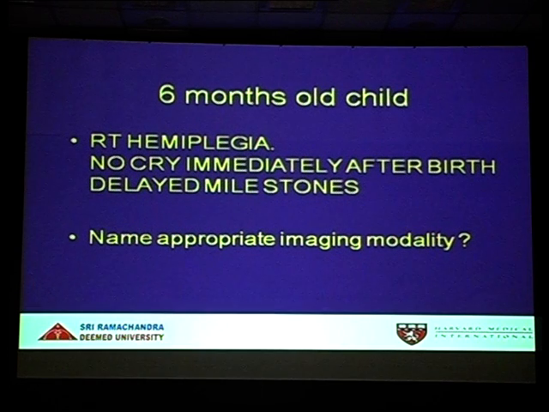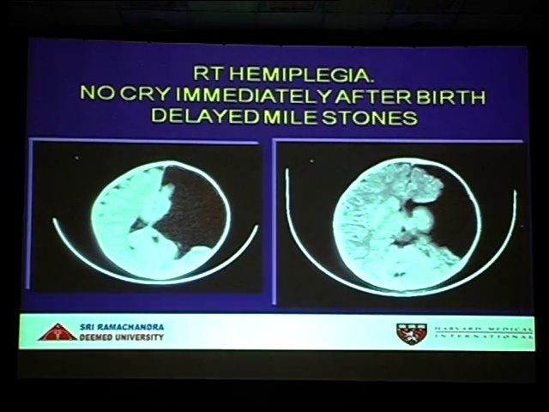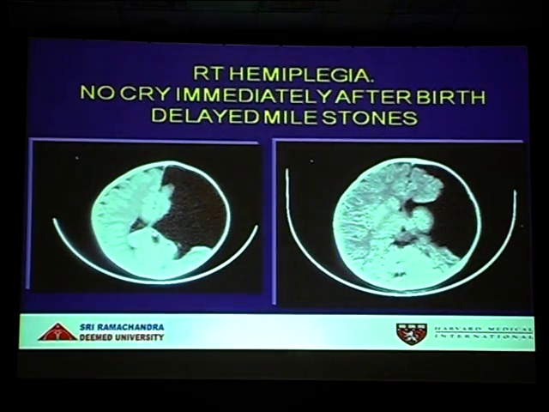Another case, 6 months old child, right side hemiplegia, no cry immediately after birth, delayed milestones. Once this history is there, what investigation will you ask for? MRI. Yes, you can do MRI, but for this patient, they've done a CT scan. How will you differentiate the CT and MRI picture when you are looking at this? You look at the bone: if it is appearing brighter, this is a CT scan. When it is appearing hypointense, then it is an MRI. Crudely, I am just telling you this.